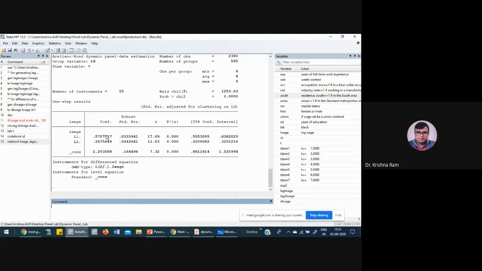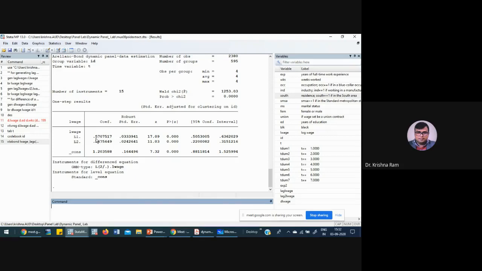Now look at the coefficient values of the lagged log of wage. The first lagged log of wage coefficient is 0.57, and the second lagged log of wage coefficient is 0.26.